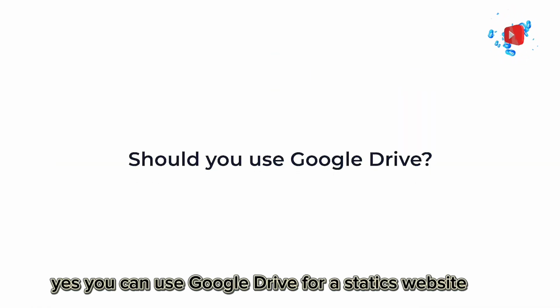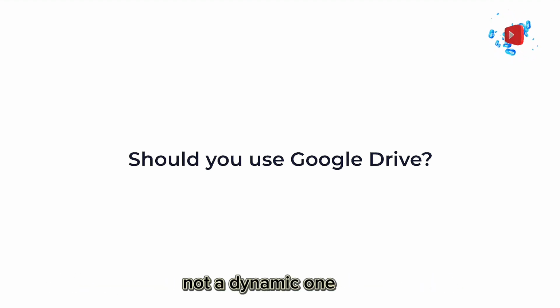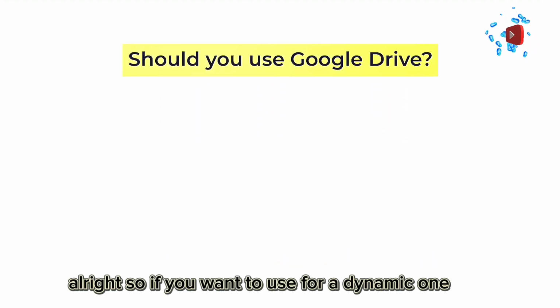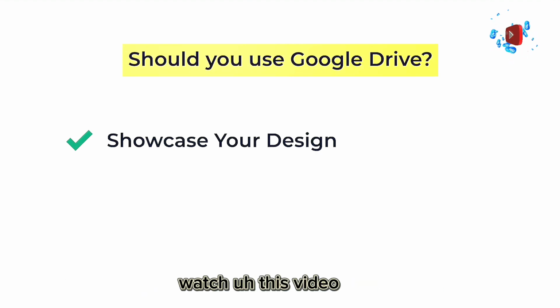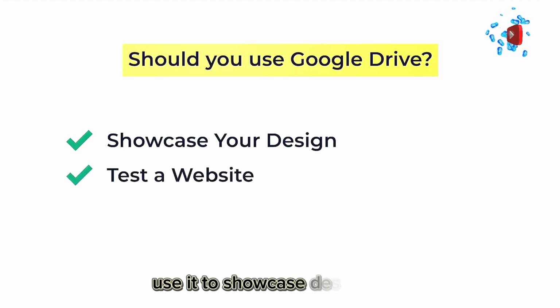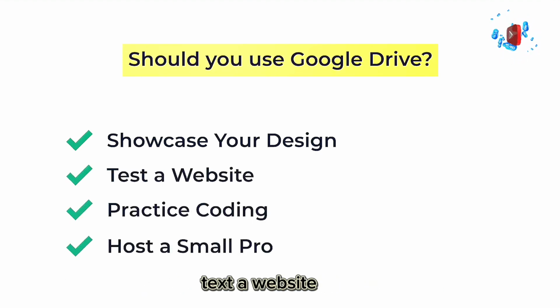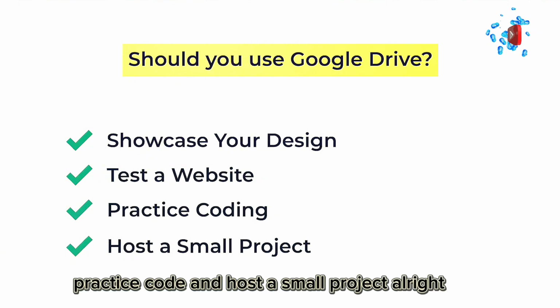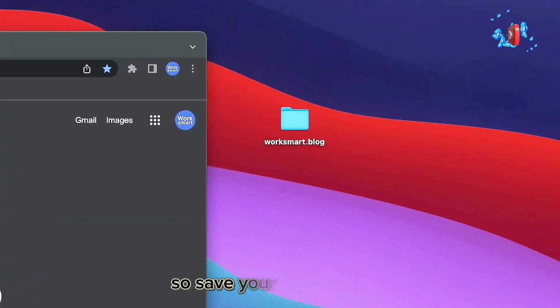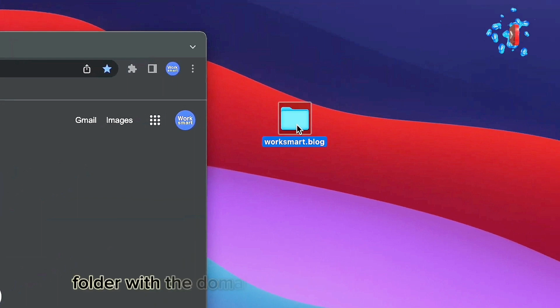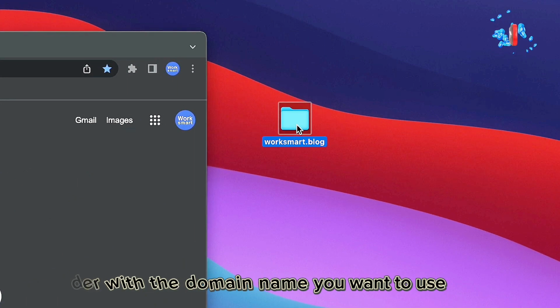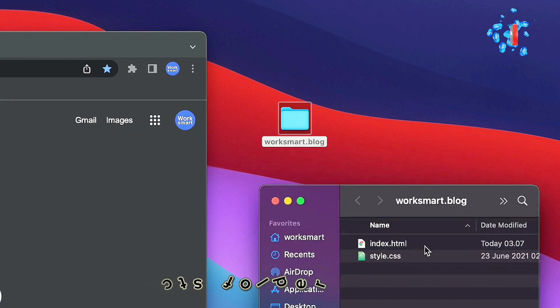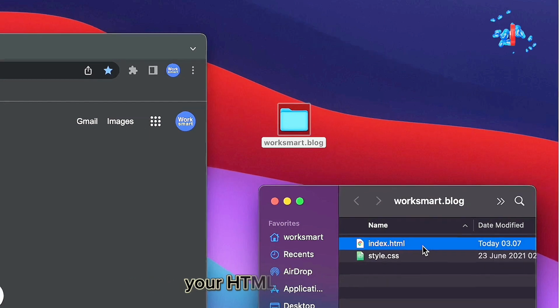Yes, you can use Google Drive for a static website, not a dynamic one. If you want to do it for a dynamic one, watch this video. Use it to showcase a design, test a website, practice coding, or host a small project. Save your project folder with the domain name you want to use. Inside your project folder, make sure you have your index.html.